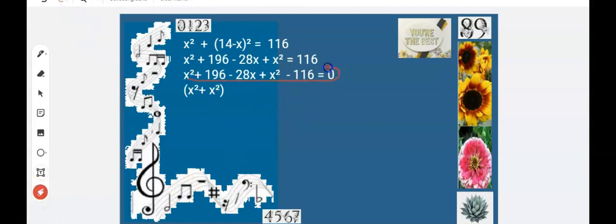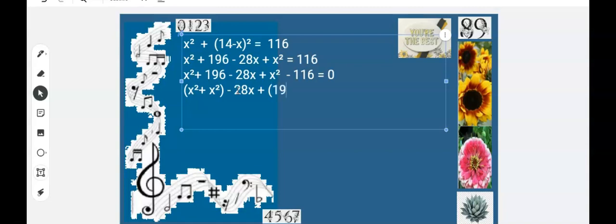Right, so we can arrange the terms like this. We can group the quadratic terms with parentheses. So we have 1x squared plus 1x squared. There is no visible numerical coefficient, so it is understood that 1 is the numerical coefficient. And then copy the linear term, negative 28x, and then group the constants: positive 196 and negative 116, and then equals 0. Alright, so do this in your seats and then raise your ticket once done.